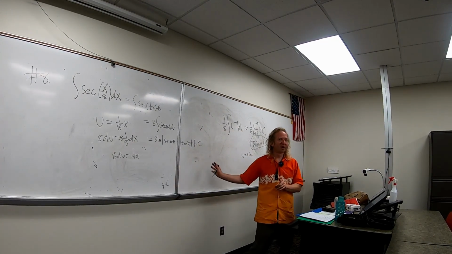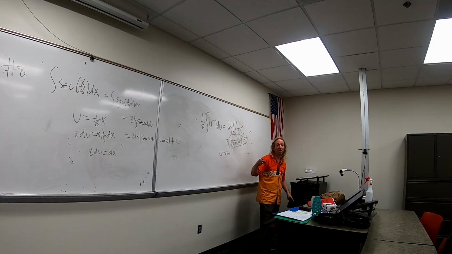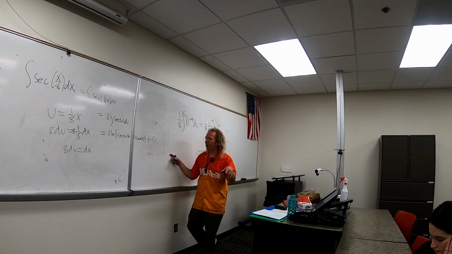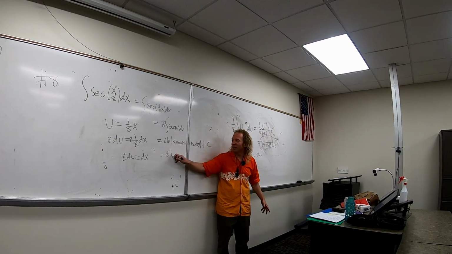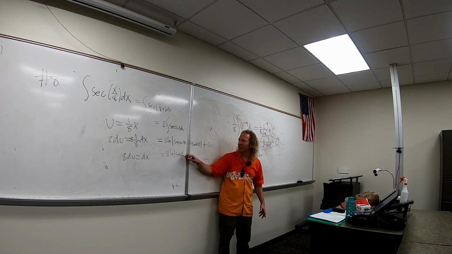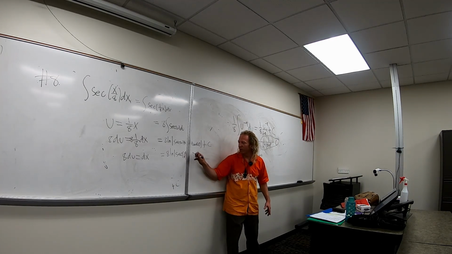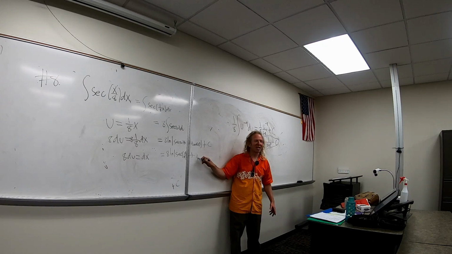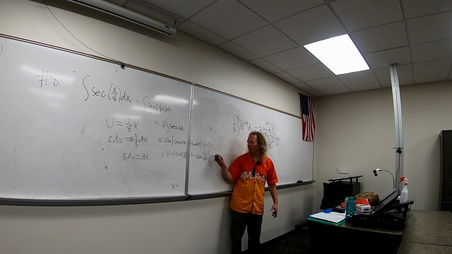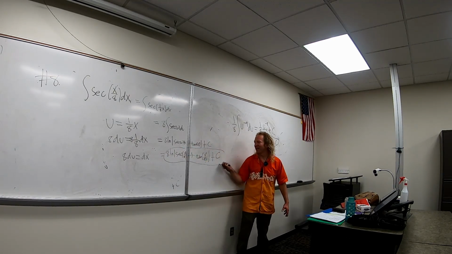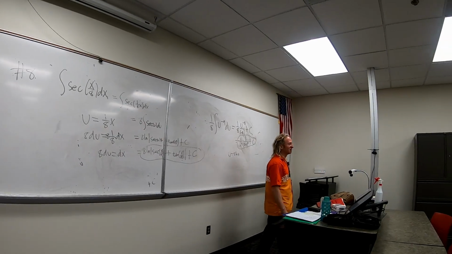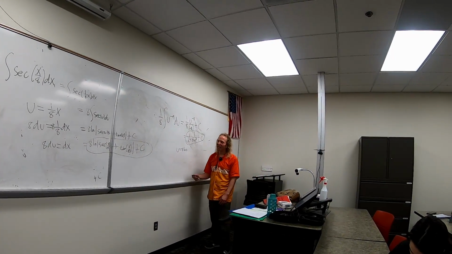Are we done? No. What do we have to do? Plug in u. If you forget to do that, it's wrong. So it's ln secant x over 8, I'm going to write it as x over 8 just to save room, plus tangent x over 8, plus c. And that would be the final answer. Any questions on this one?